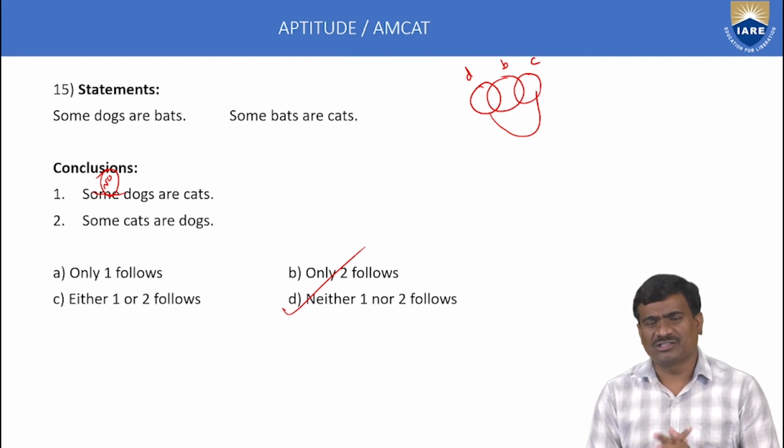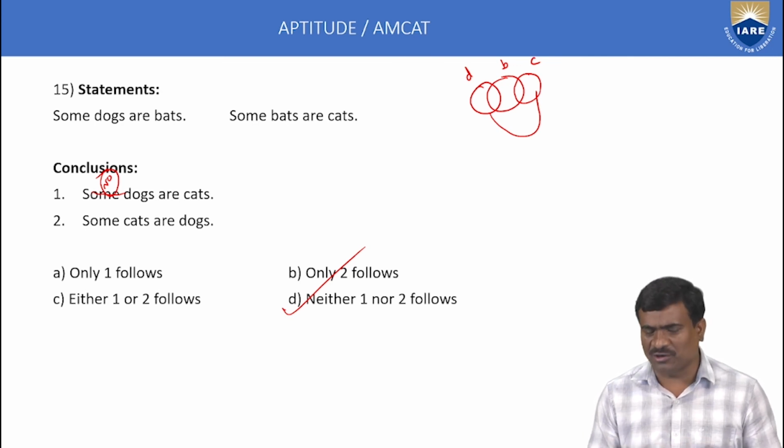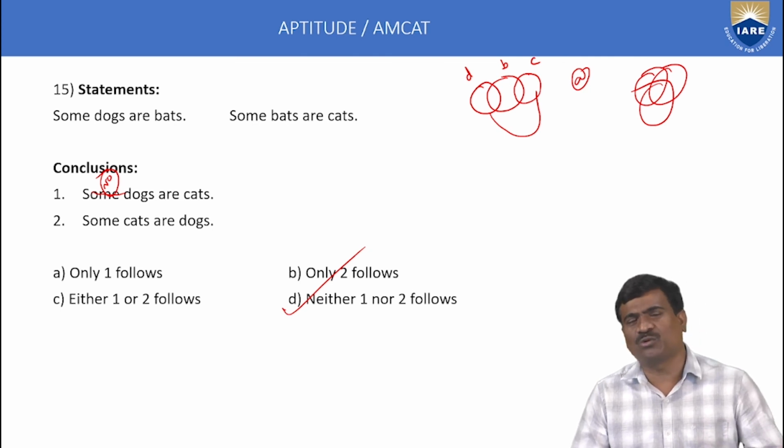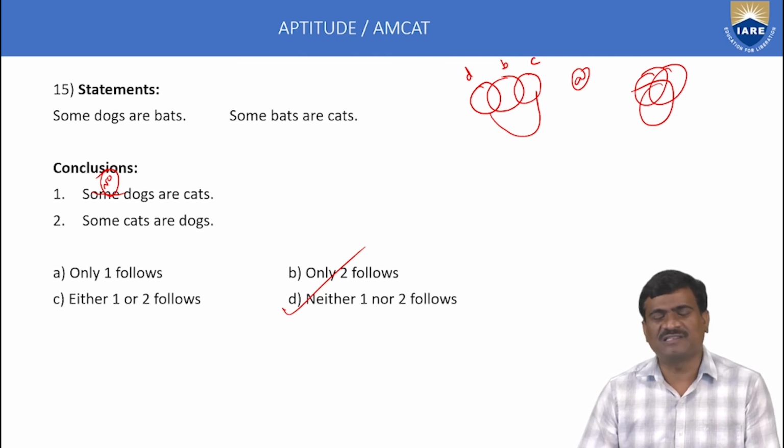Similarly, check the second diagram also. First possibility, second possibility: verify the statements. You must check both Venn diagrams. If it is correct in all, only then is that statement correct. This is about statements and conclusions.